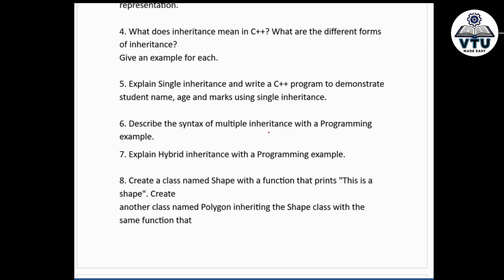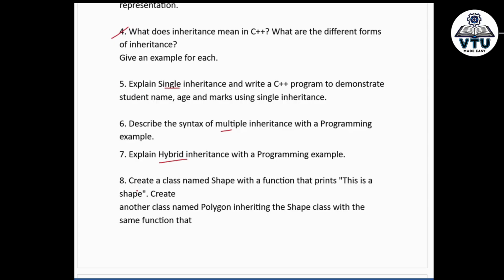Describe the syntax of multiple inheritance with a programming example. You can easily answer the 5th, 6th, 7th and 8th questions when you study the 4th question correctly, because here only you will study the different forms of inheritance. The different forms of inheritance are single inheritance, multiple inheritance, hybrid inheritance and so on. So if you study the 3rd or 4th question very perfectly, you can easily answer the 5th, 6th and 7th.